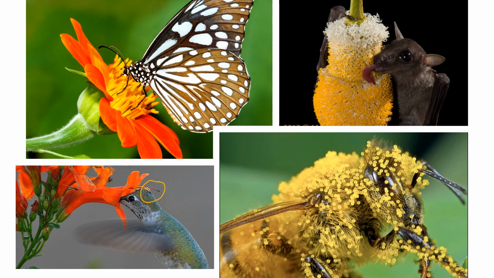So this is a bat that basically gloms onto this huge flower and is going to get the nectar from it and then move on to the next plant, thus pollinating for this plant.